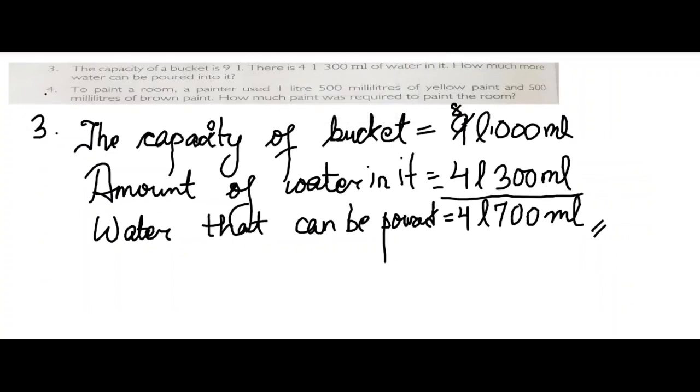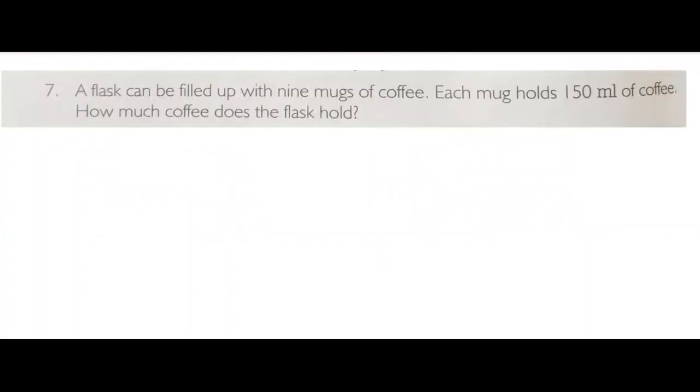So number 4 is very easy. To paint a room, a painter used 1 liter 500 milliliters of yellow paint and 500 milliliters of brown paint. How much paint was required to paint the room? So two amounts of paint are given, 1 liter 500 milliliters of yellow paint and 500 milliliters of brown paint. You yourself decide what you will do to find the amount of paint to paint the whole room. This you yourself decide.